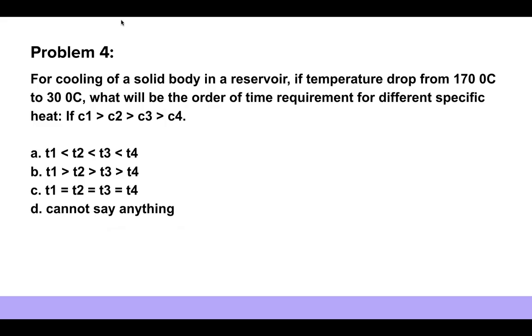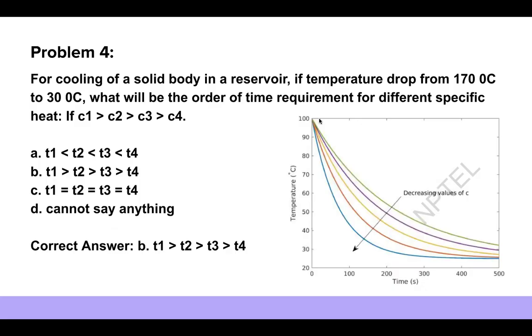What are the answers? Here the behavior is for cooling of a solid body in a reservoir, where the temperature drops from 170 degrees Celsius to 30 degrees Celsius. What will be the order of time requirement for specific heat? Similarly to what we said earlier, the lower the specific heat, the higher the temperature drop, so the lower the time required. So the specific heat and time are directly proportional. If C1 is greater than C2 is greater than C3 is greater than C4, then T1 will be greater than T2, greater than T3, greater than T4. We'll have the same behavior. Any doubts in this?